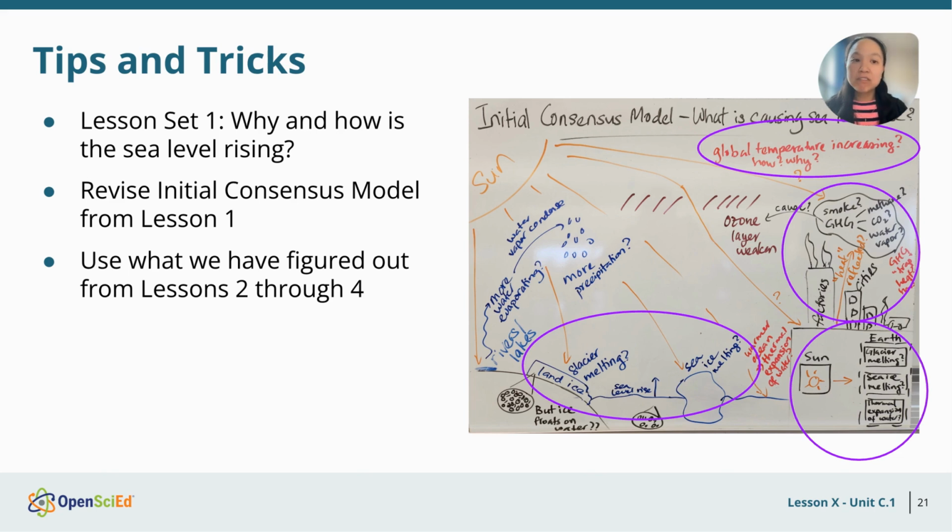In part 13 of lesson 4, the teacher edition describes the learning activity as revising the initial consensus model from day 1 of lesson 4. I changed this lesson activity to revising the initial consensus model from lesson 1, which answers the question, why and how is sea level rising?